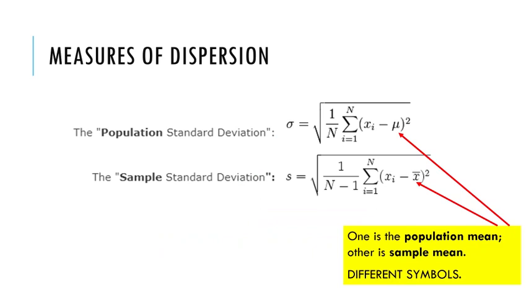But on top of that, we need to remember that we have different means. In the top equation, we've got mu. And mu, if you recall from previous lectures, is the population mean. But in the bottom equation, we've got x bar, where x bar is the sample mean. But they're basically doing the same thing. Do you agree? They're looking at the sum of xi minus mu, or xi minus x bar. We're taking each observation, subtracting the mean, and then squaring it to get rid of any negative sign.